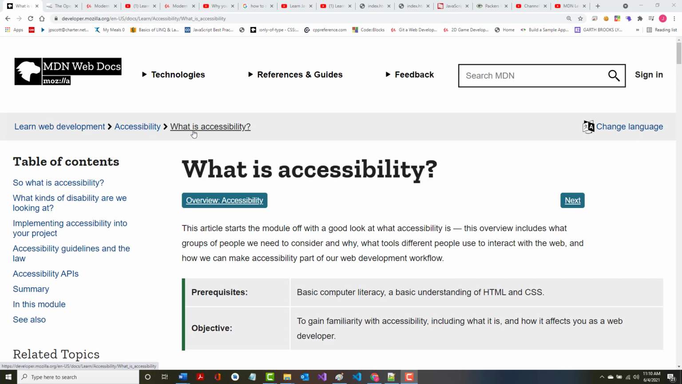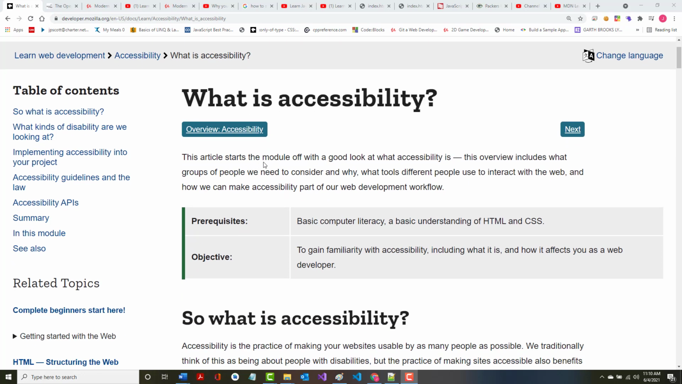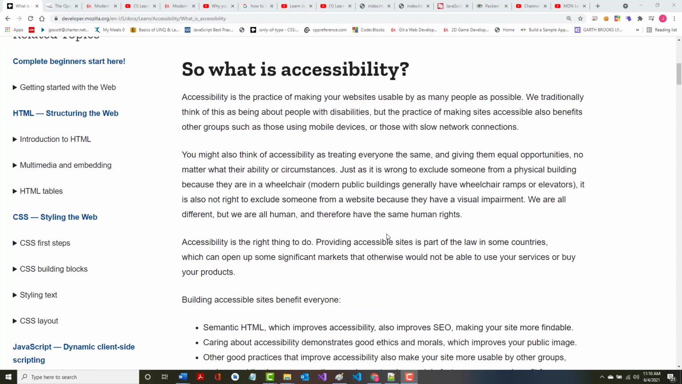We're into accessibility, and as you can see, we're into the "What is accessibility?" So this article starts off with a look at what accessibility is, including the groups of people we need to consider and why, the different tools that people use to interact with the web, and how we can make accessibility part of the web development workflow. So, as mentioned here, what is accessibility? It's the practice of making your website usable by as many people as possible. You can't say anything better than that.